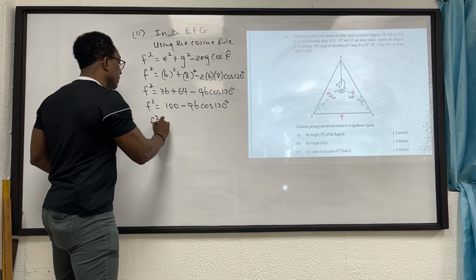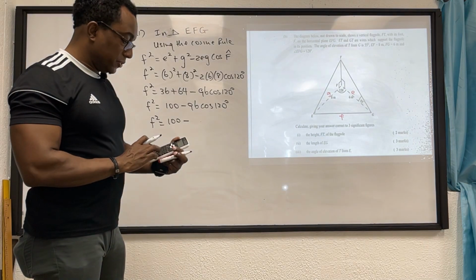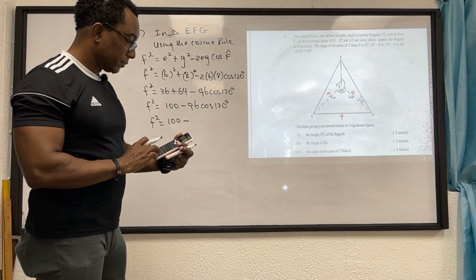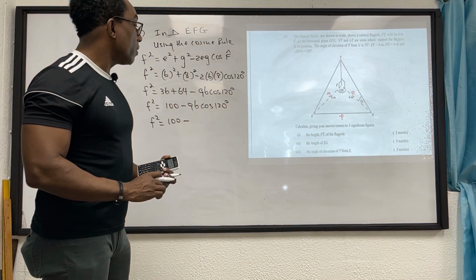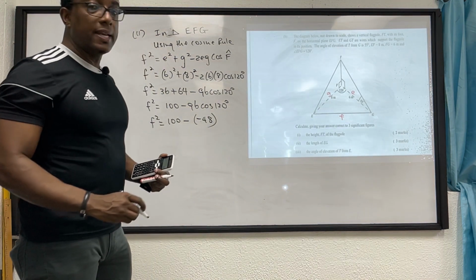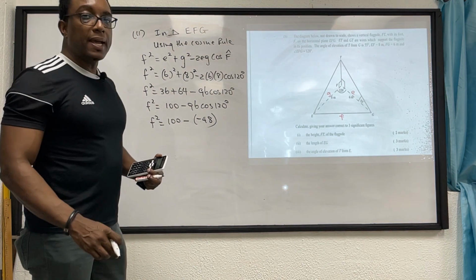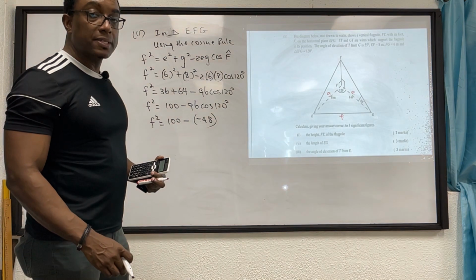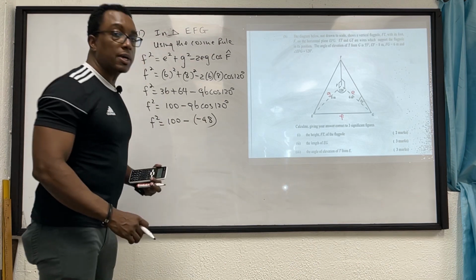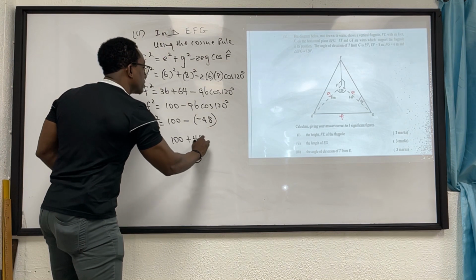So this will be F squared is equal to 100. You hold the subtraction sign and let's multiply 96 times cos 120. So 96 by cos 120 will give us negative 48. So we make sure we put that negative 48 in brackets. We hold the subtraction sign, multiply 96 by cos 120 to give us negative 48, and we put negative 48 in brackets to separate those two subtraction signs. So this becomes F squared is equal to 100 plus 48.